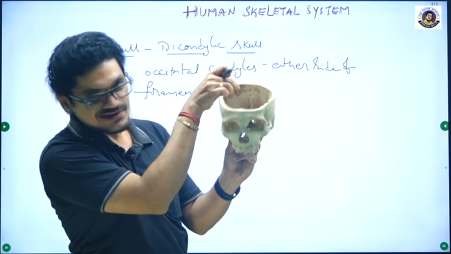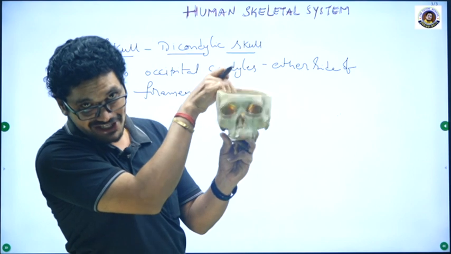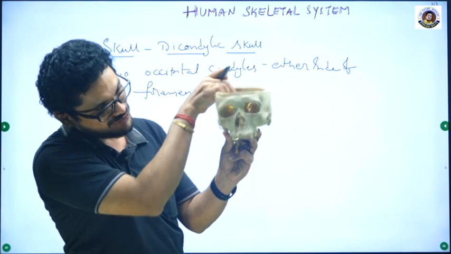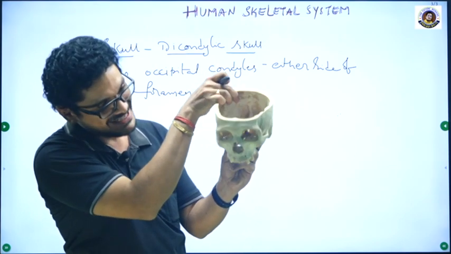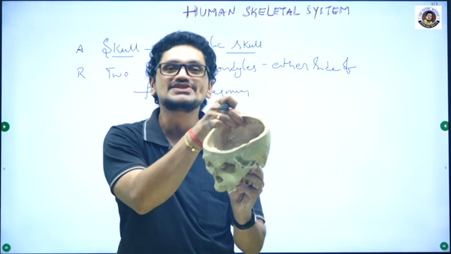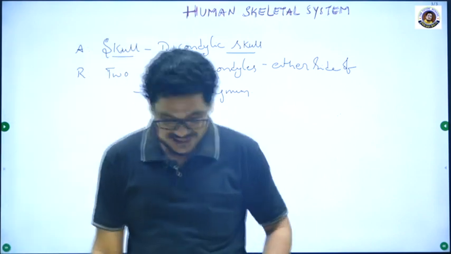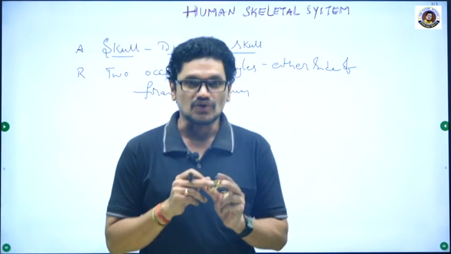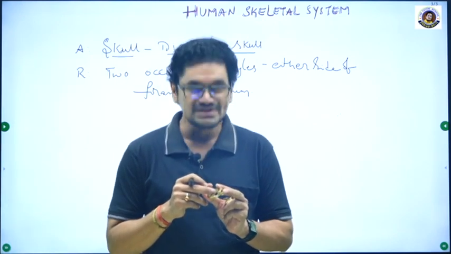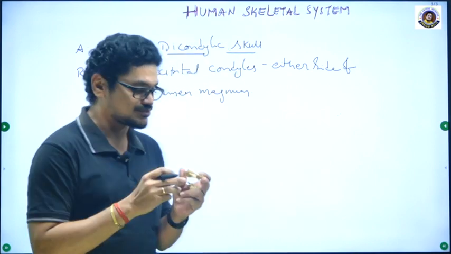Even the skull is also saying that, yes, I am following your class. See this. So the movement will be like this, and this is called yes. This is the direction of yes. That is the reason why this bone is also called yes bone. Atlas is called yes bone.